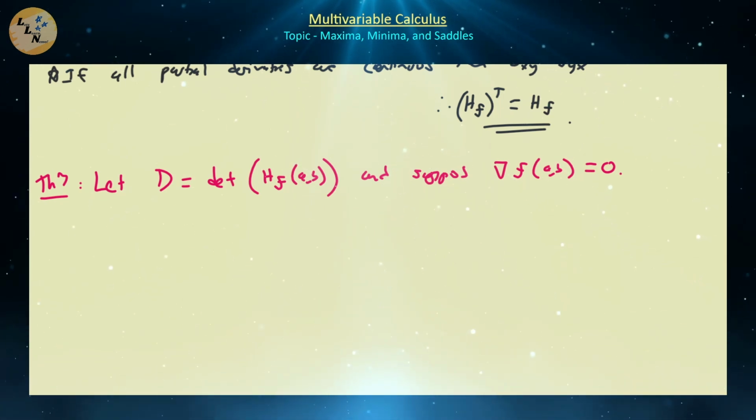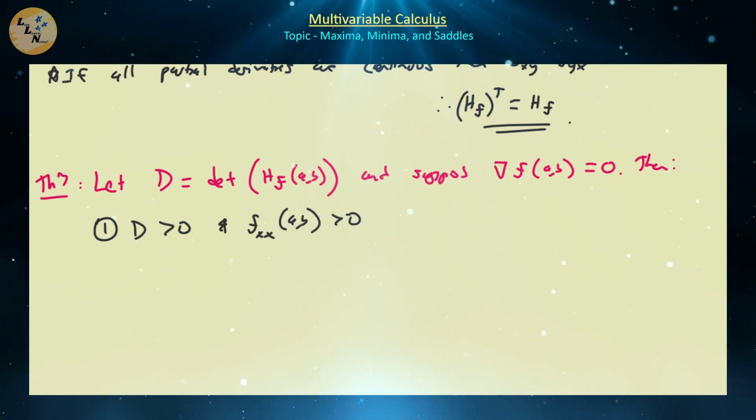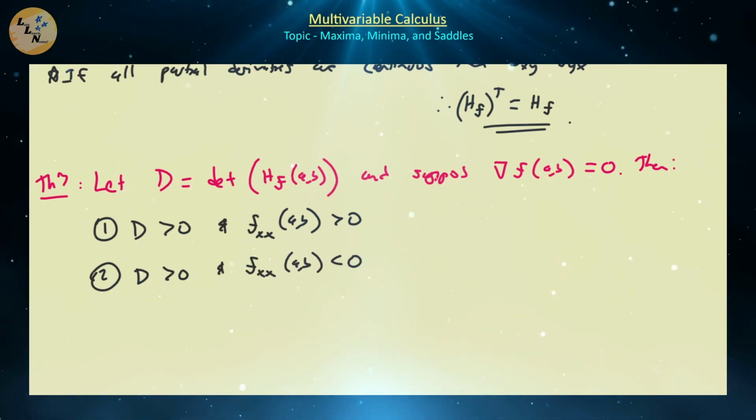So what values could D be? D could be positive, D could be negative, or D could be 0. So let's look at all of them. Then the following are true. One, if D is positive and the second partial derivative with respect to x at (a, b) is greater than 0, that's one scenario. Another scenario is that D is greater than 0 and the second partial derivative with respect to x at (a, b) is less than 0.